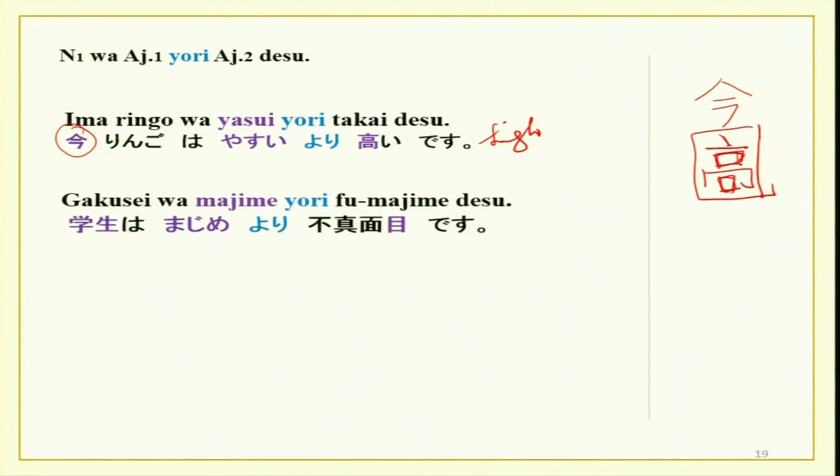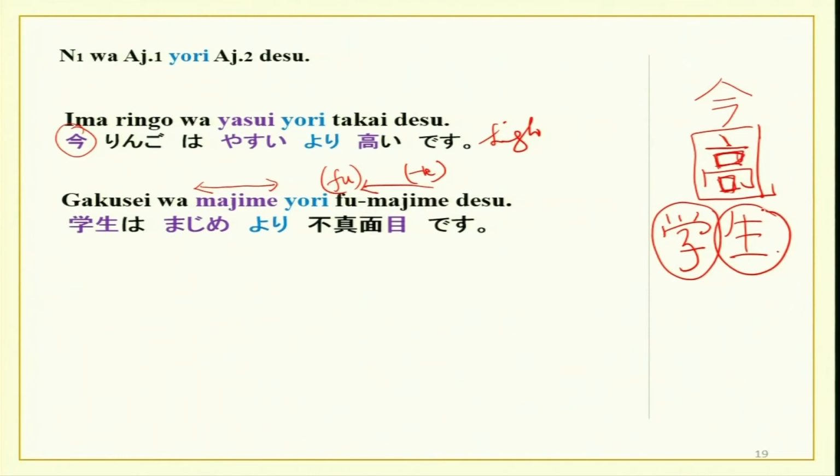Now, gakusei wa majime yori fumajime desu. Majime is hard working, and fumajime is not hard working. So, whenever you have a fu somewhere in Japanese, it has a negative meaning. Gakusei, you can do this kanji also. Gakusei, gaku, and sei as in sensei. Gaku means learning and sei is a student, or a person who is learning would be a student. Gakusei wa majime yori fumajime desu. Two adjectives used with a noun.